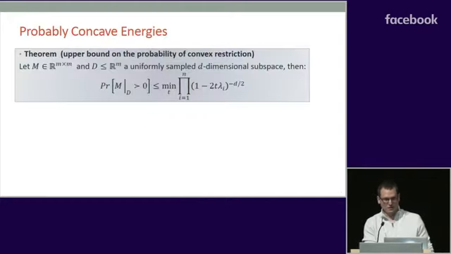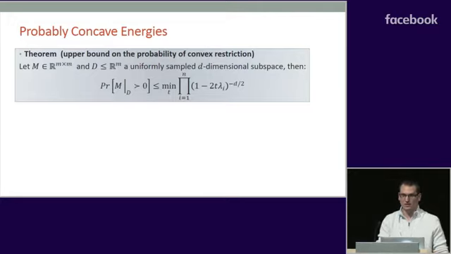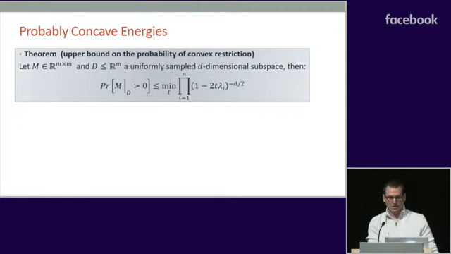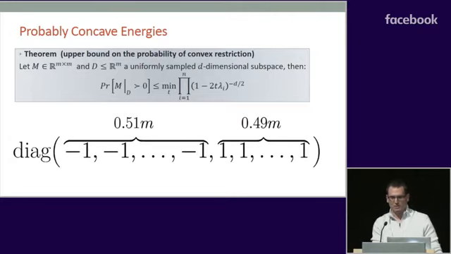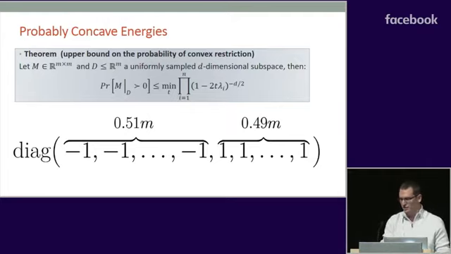In order to quantify this notion of almost concavity, we devise an upper bound on the probability of a matrix being positive definite on a randomly sampled subspace. For example, we can use such a bound in order to show that a matrix with a slight negative spectral bias is actually negative definite in practice for large enough m. We use this theorem in order to show that many useful energies are concave with high probability, which implies that they enjoy the advantages of concave relaxations with high probability.